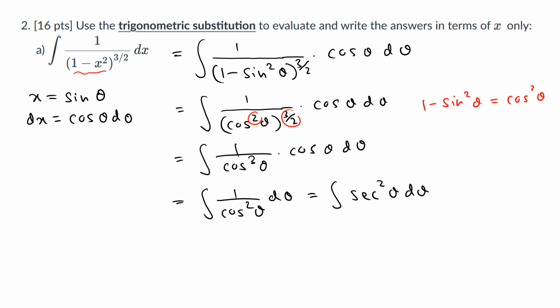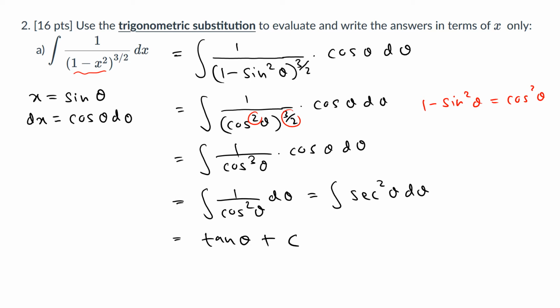This is very easy to integrate. Once you integrate, you're going to see that this simply ends up getting tan theta plus c. So this is perfectly fine using the new variable, but that's not your answer, because you need to write it using the original variable. The original variable is x.